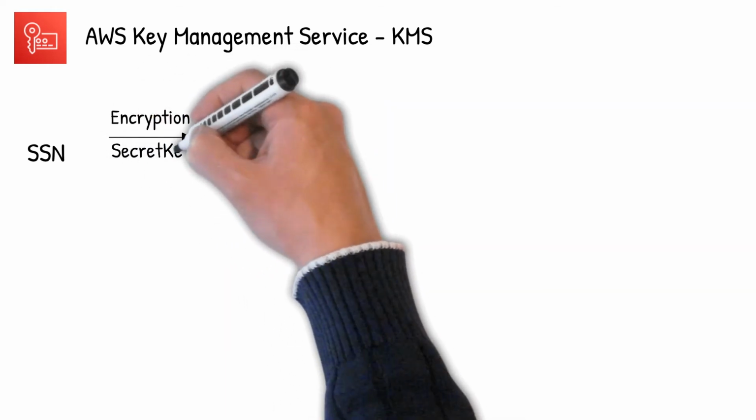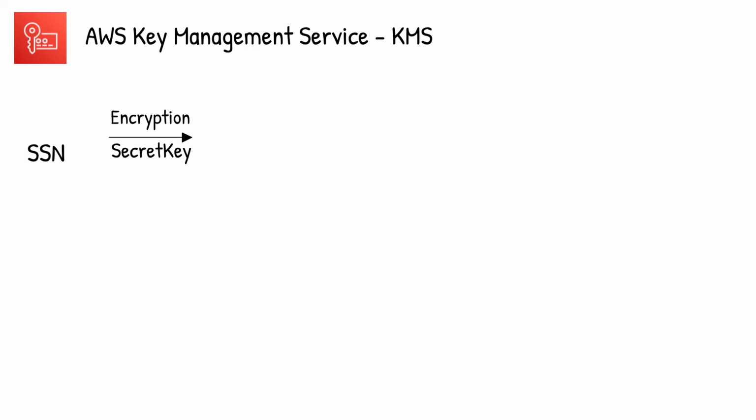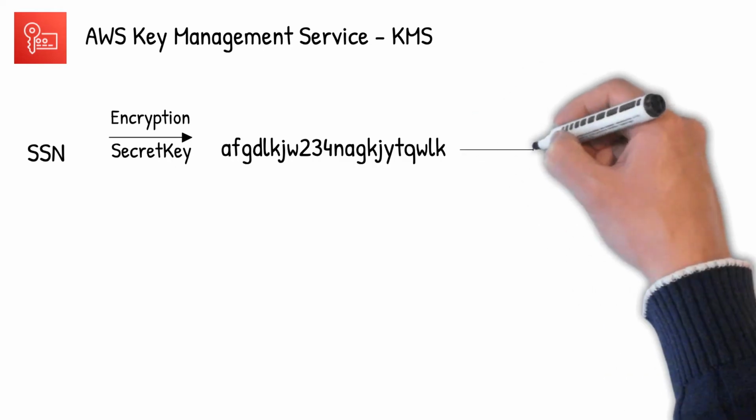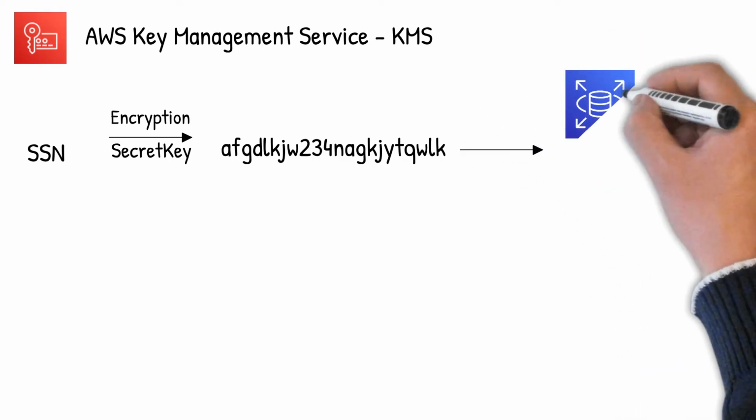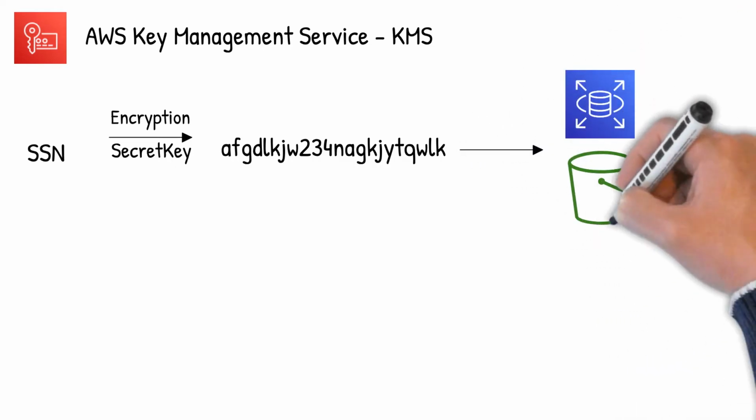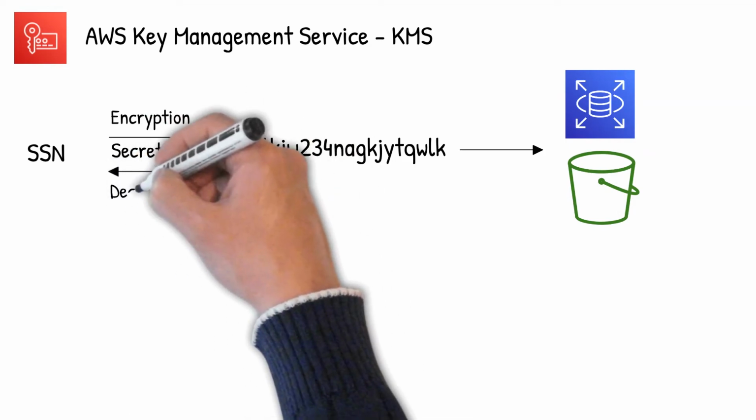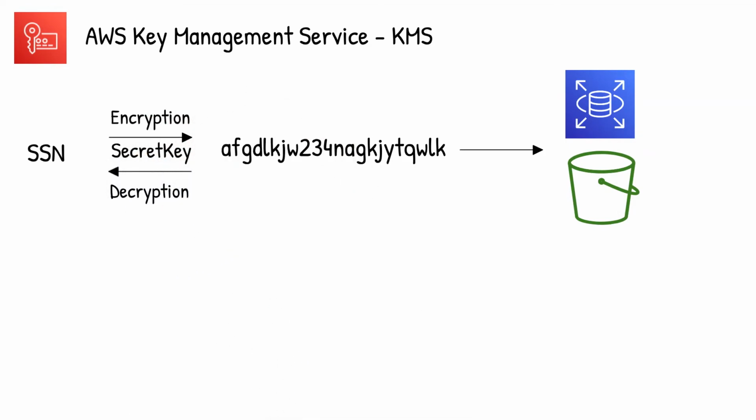This encrypted version looks like random text and does not reveal any sensitive information. So you can safely store it in any database of your choice. In order to decrypt, you use the same secret key and the encrypted data and pass them through the same algorithm, which outputs the clear text version this time.